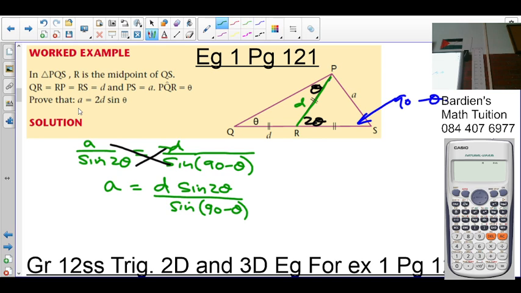But what can we do to sine 2 theta? What can sine 2 theta be written as? 2 sine theta cos theta. So it's going to be D times 2 sine theta cos theta.